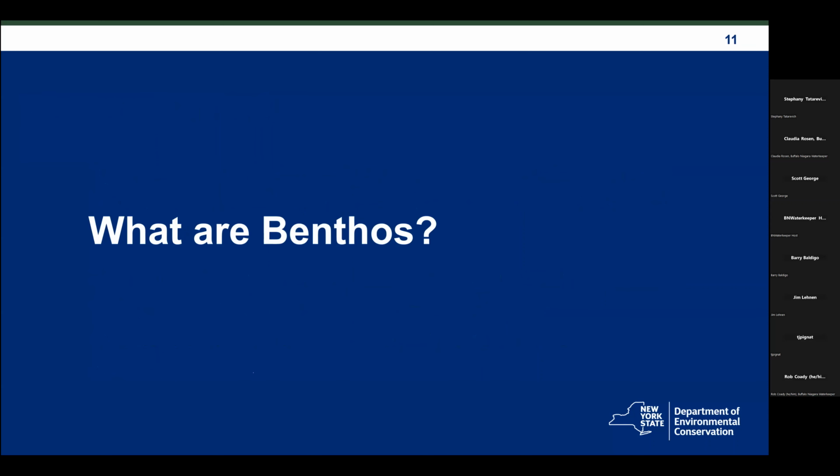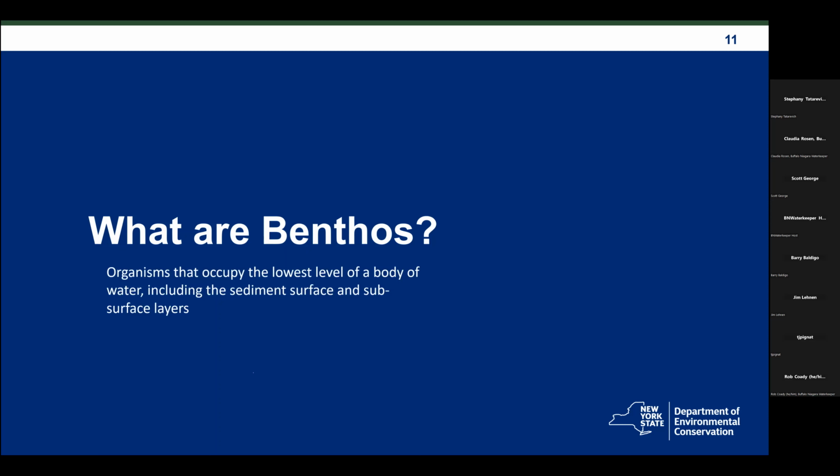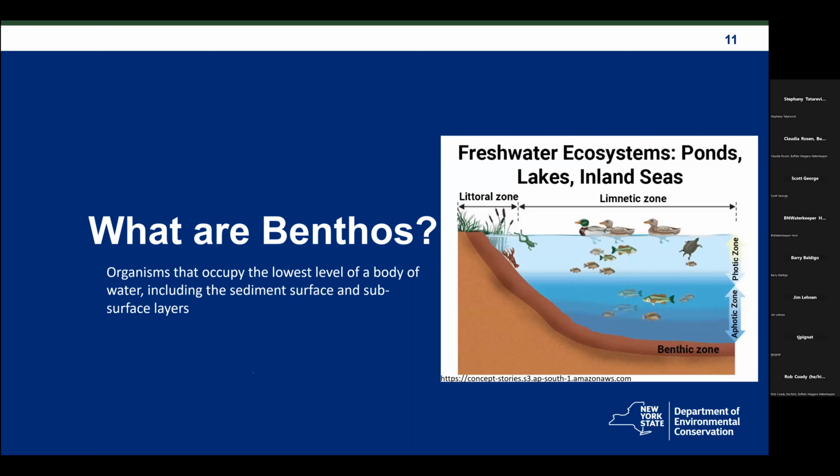So before I get into assessments, I wanted to go over what benthos are. Benthos are organisms that occupy the lowest level of a body of water, including the sediment surface and subsurface layers. This graphic shows where the benthic zone is located, which is on, in, and right above the top sediment layer at the bottom of a river or lake.